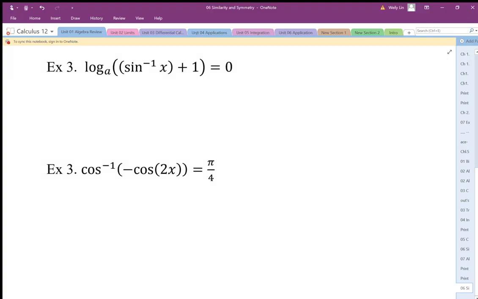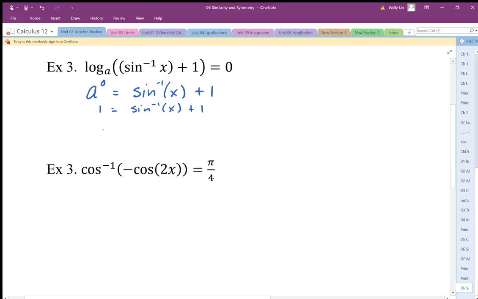So we're going to apply inverse to solve these. The first thing is we want to work outside in, so I'm going to undo the log function with an exponential function. So I end up with a to the power 0 is equal to the arc sine of x plus 1. Okay, a to the power 0 is equal to 1, so we end up with the arc sine x plus 1. 1's cancel, so we end up with 0 is equal to arc sine x.